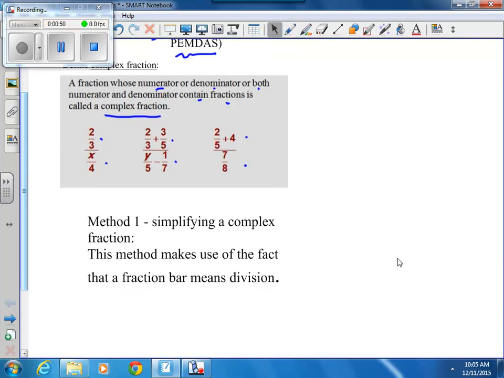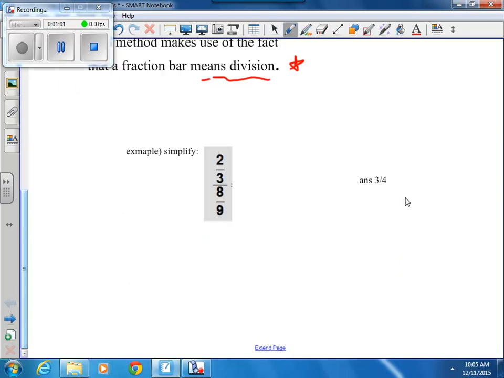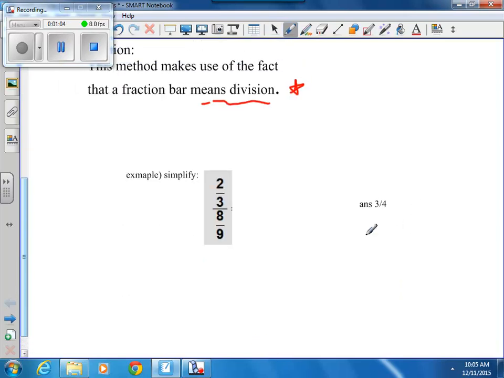All right, method one, simplifying a complex fraction. This method makes use of the fact that a fraction bar really means division, right? I have the answer pasted in, but I want to do this in real time. A lot of people, when they look at 2/3 over 8/9, say, doesn't that really mean 2/3 divided by 8/9? Which in turn means 2/3 multiplied by the reciprocal, right? And then when you arrive there, you can travel straight across, or you can do cross cancellation. If you're a person that gets mixed up by cross canceling, then don't do it. Just travel straight across and say 18 over 24.